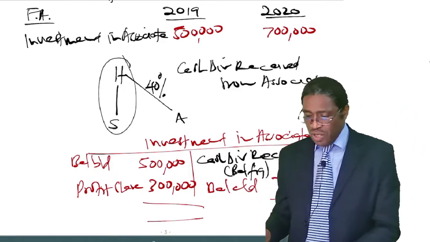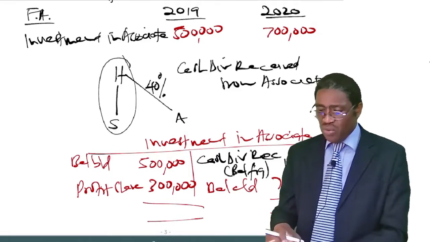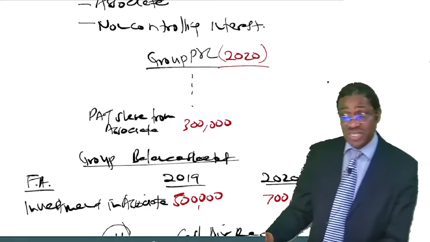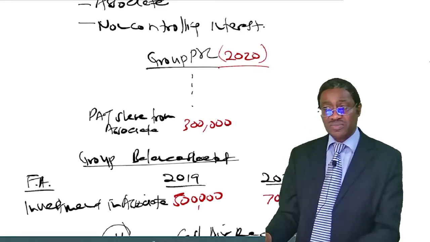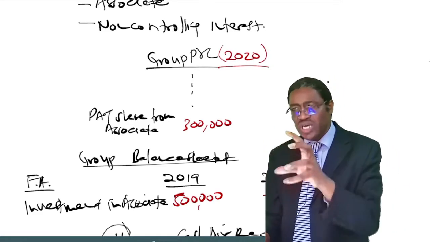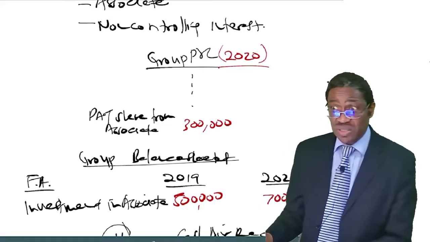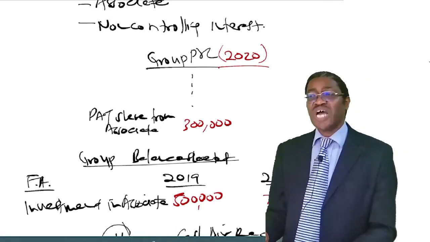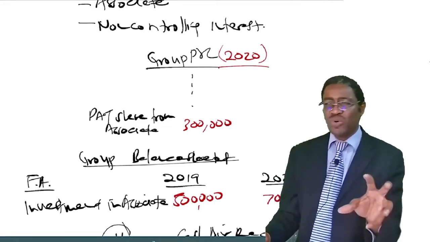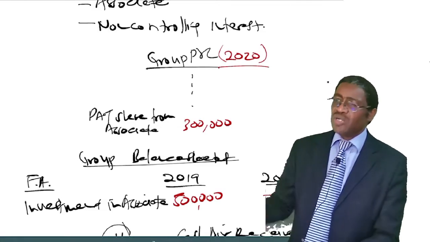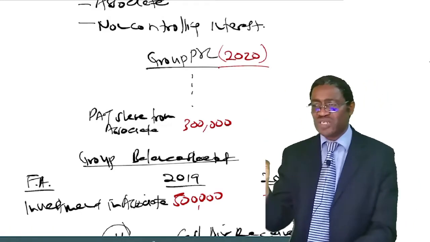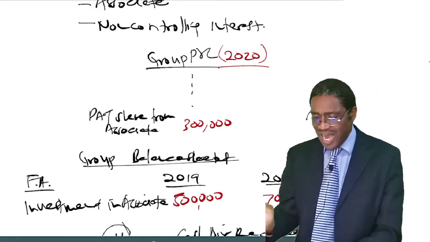Now, before we leave this area, as a question, they will give you the group P&L account. In that group P&L account, you will see an amount called profit after tax share from the associate. That amount did not involve any cash flow at all. When determining that amount, because you are controlling 40% of the associate, you took 40% of their profit after tax and you considered it as your income.